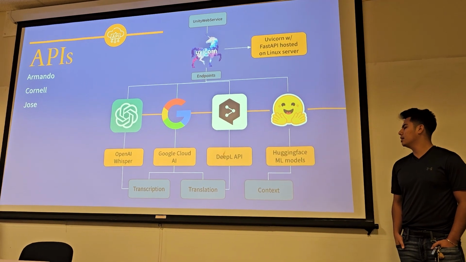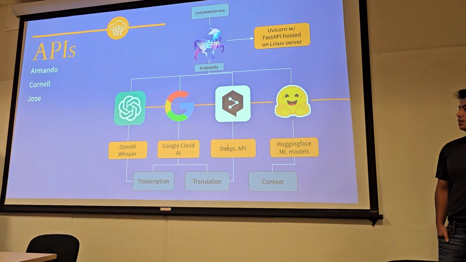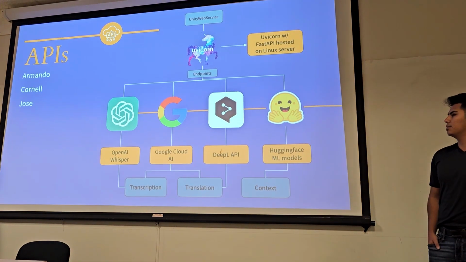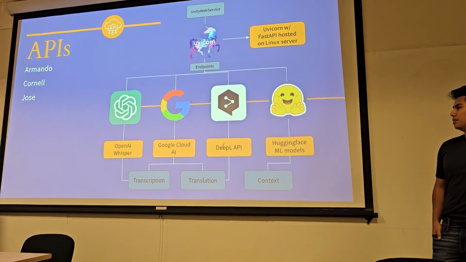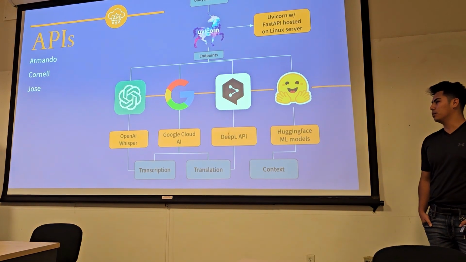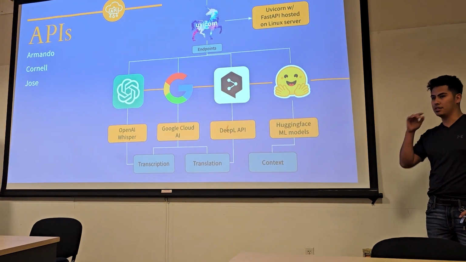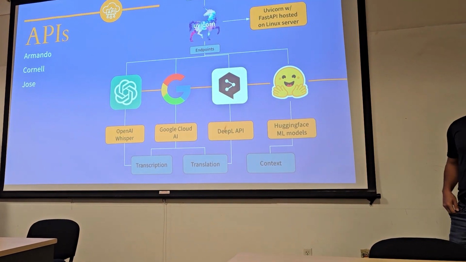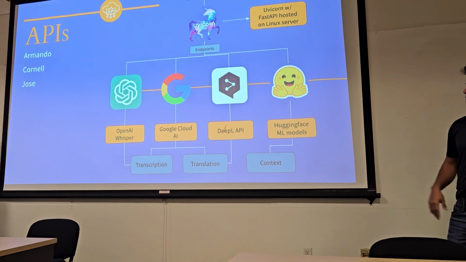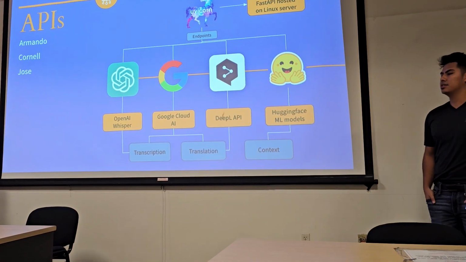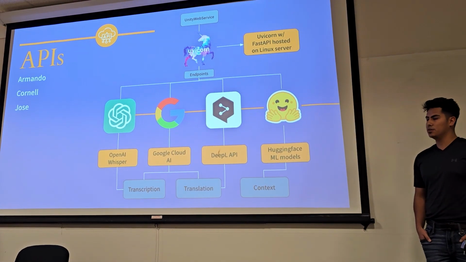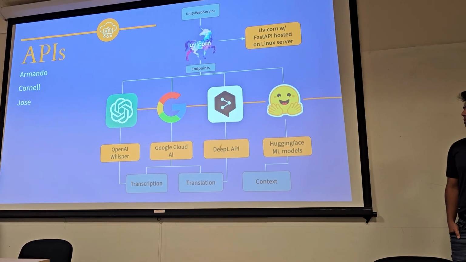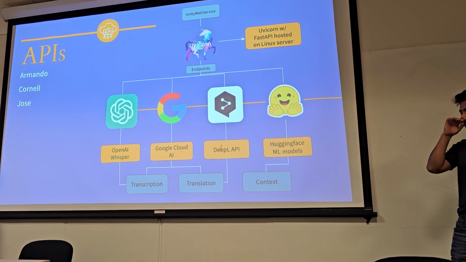As for the rest of the APIs that we're using, the third-party APIs would be OpenAI Whisper for the transcription, DeepL API for the translation, and Google Cloud AI for transcription and translation. We have not yet implemented Google Cloud AI's API, but it will be assisting in the future with Whisper and DeepL API. And also for the context and emotional analysis, we're using Hugging Face machine learning models.